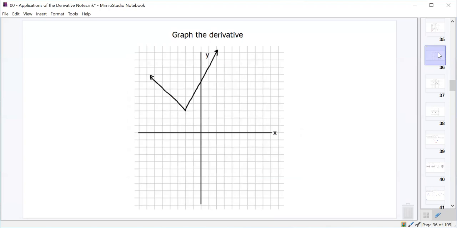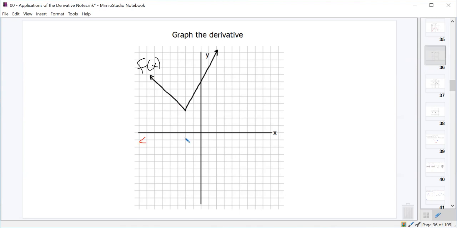This one's even easier. First thing we'll note is that we have a corner, right? Anytime we have a corner, we know we're going to have a discontinuity. So to the left of that corner, this slope along this part of this function is always -1. So our derivative is -1 until we get to the x value.